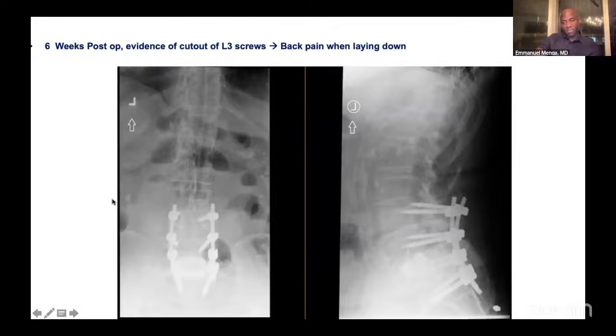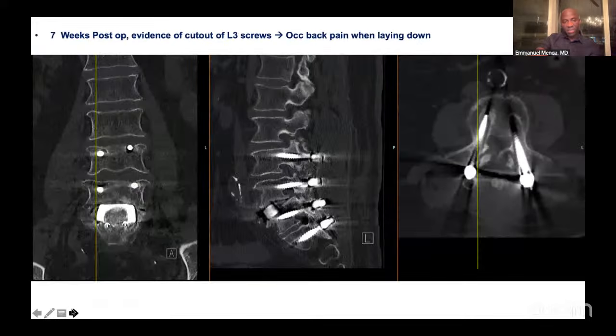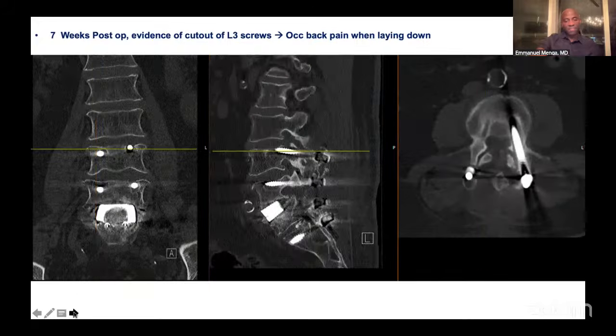At 6 weeks post-op, the screw is cutting out even further. He said he really didn't have any significant back pain, but mostly he felt like something was poking him in his back whenever he lay down, which was likely the screw moving back and forth each time he lay down. So we discussed treatment options and got a CT scan. This is at 7 weeks. You can see the screw is clearly cut out of the bone at the top of the construct, and there's loosening of that screw. Occasional back pain when lying down, no leg pain, and he said overall he was doing just fine.